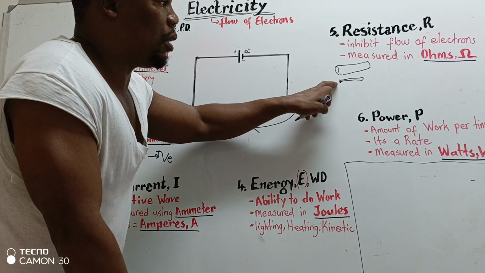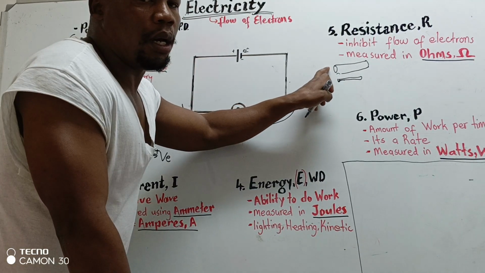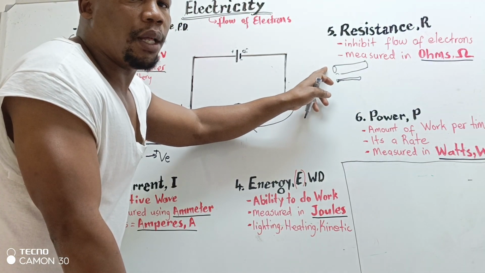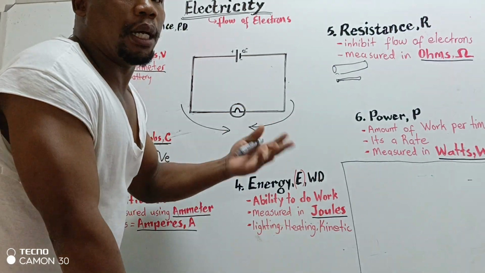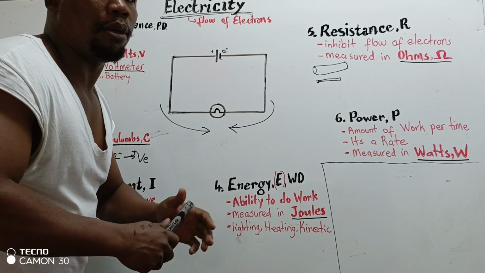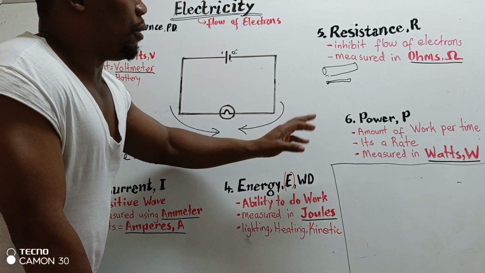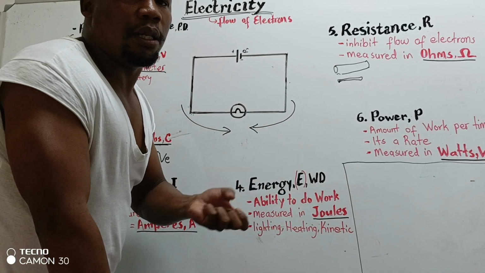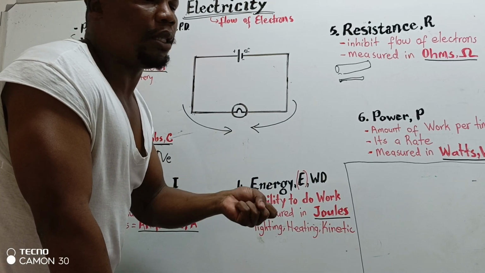So a thin wire has high resistance, and a thicker wire has low resistance. But there are other factors that affect resistance, which we can discuss later. For now, resistance is that inhibition to the flow of electrons.